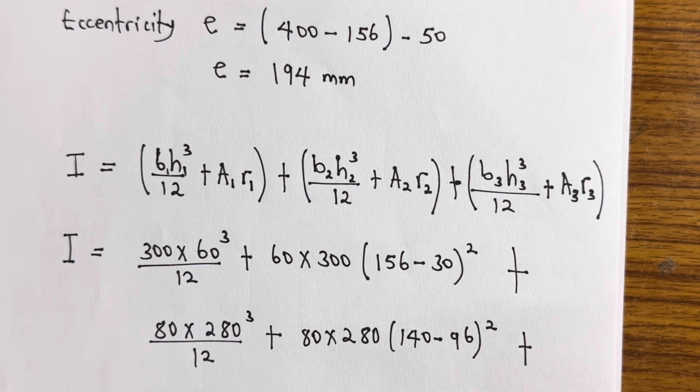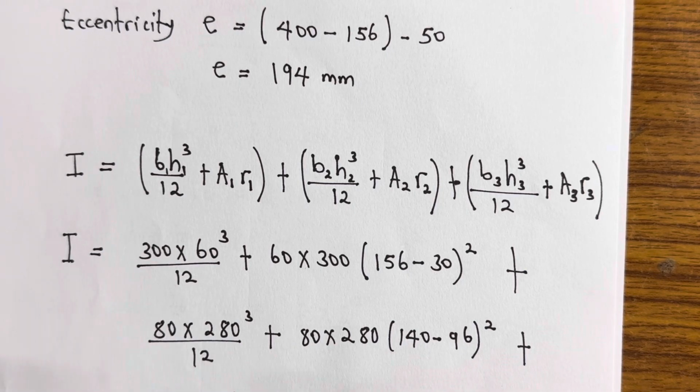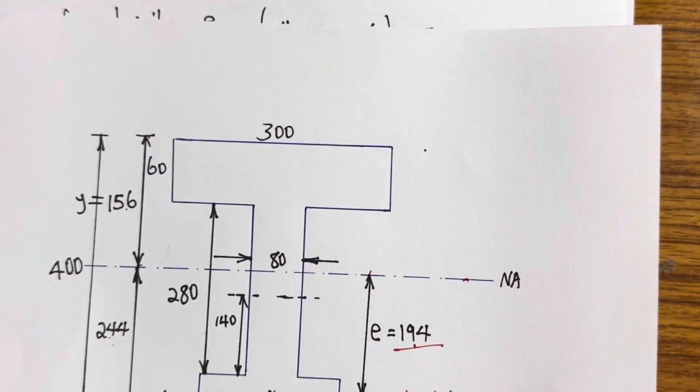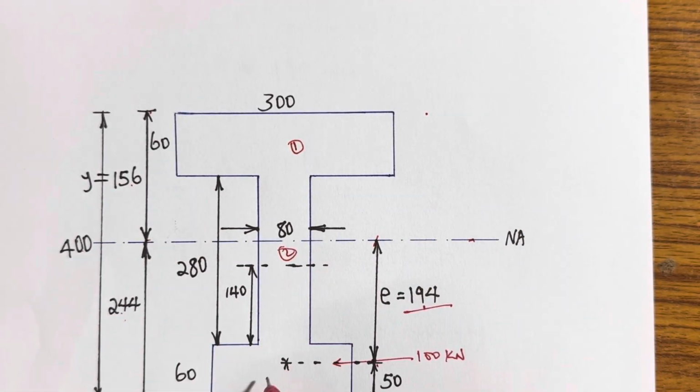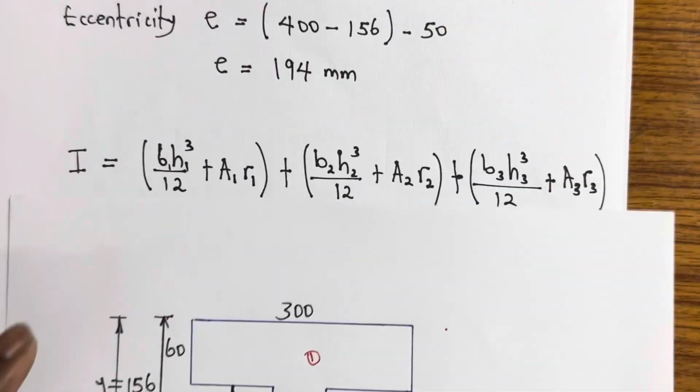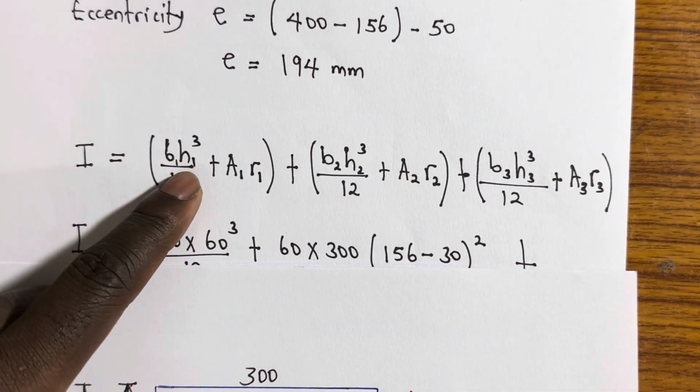Now, the question is, if I know all these dimensions, do I know what is B1, what is H1, what is A1, what is R1? That's the most important thing, and I believe we learned this in mechanics, but here is a recap so that you can understand very well. So how to find I. This is the figure, starting with this as the first figure, second figure, and this one is our third figure.